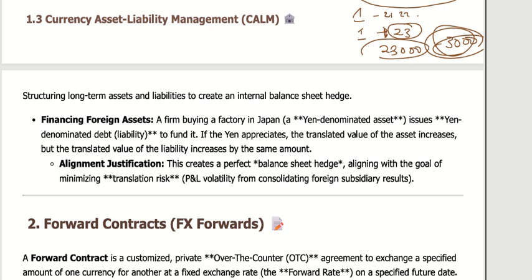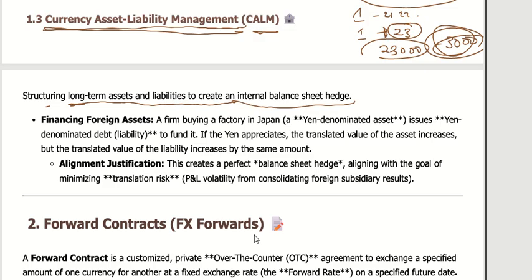Okay, and then finally for today, the other one is what we call current asset liability management, CALM, current asset liability management. Now, this one is also quite profound, because what it means is that your long-term assets and liabilities are being structured to create an internal balance sheet hedge.